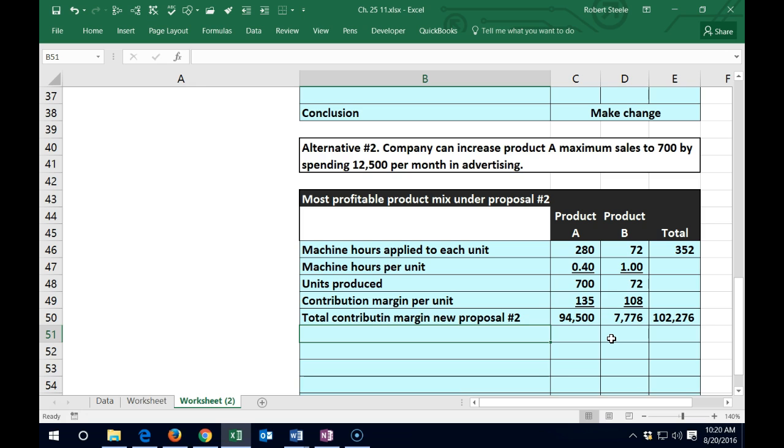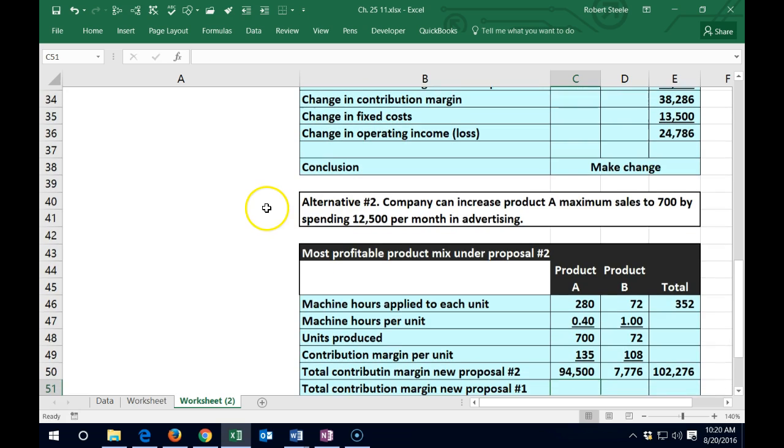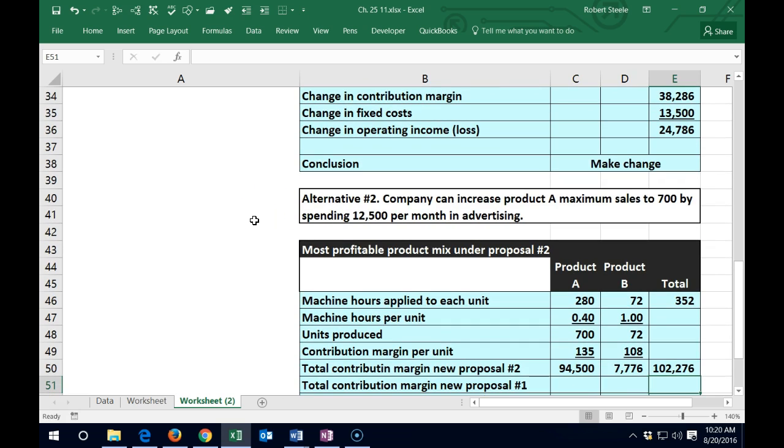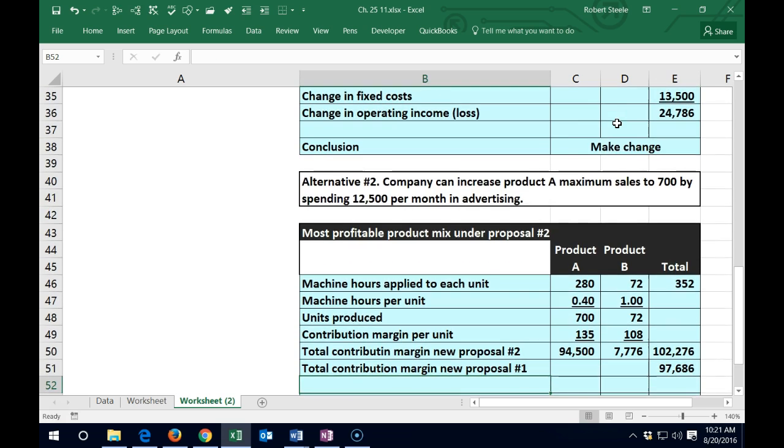We're going to compare that to the total contribution margin on the new proposal 1, which we decided to do last time, which is this one here, and compare that and see if it increases or decreases. And I'm just going to pull that number down. We said that we had this one, 97,686. We're not including, notice, the fixed cost down here because we already accepted proposal 1. The only thing that's going to differ between proposal 1 and proposal 2 is due to the contribution margin differences.